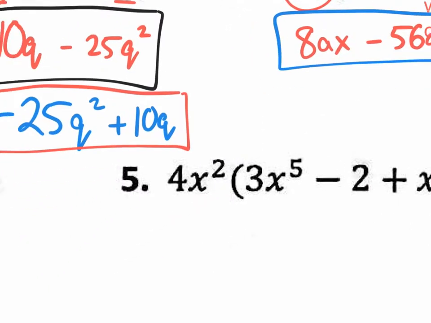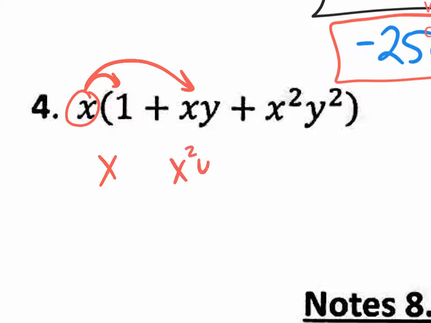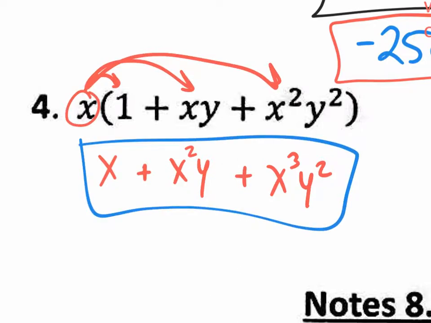Moving on, number 4. We have a trinomial on the inside and a variable x on the outside. Let's distribute it to each one. X times 1 is x. X times xy. Of course, I could do x times x. What's x times x? X squared. Bring down the y. And then the last one, x times x squared y squared. What do I get? What's x times x squared? X cubed. And then the y squared is still there. Let's not forget about our signs. I'm sorry, I forgot to put the plus there and the plus there. So there's our answer for number 4.